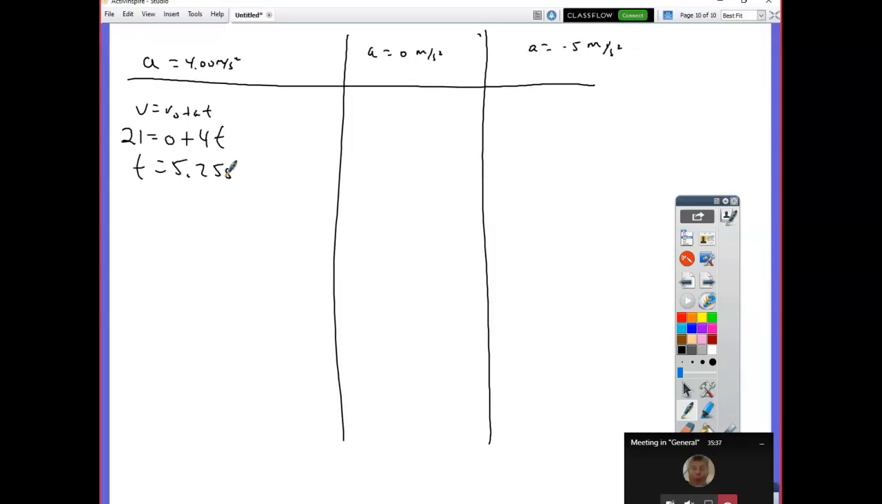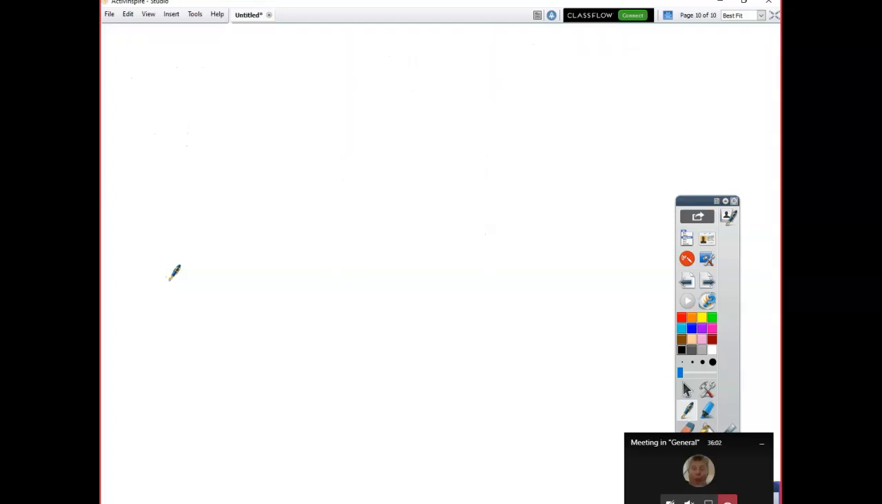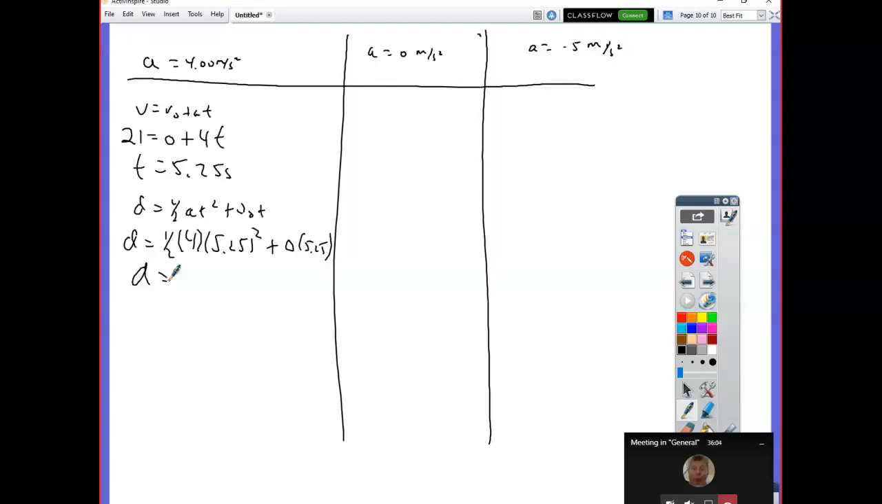This one's not too bad for this reason too, going this way. So d equals 1/2 at squared plus v naught t. The distance I don't know, but 1/2 acceleration is 4. Time is 5.25 squared. Thus initial velocity of 0 times 5.25. I'm going to get the displacement pretty quickly here. It's 2 times 5.25 squared, and I get a whopping 55.125 meters.